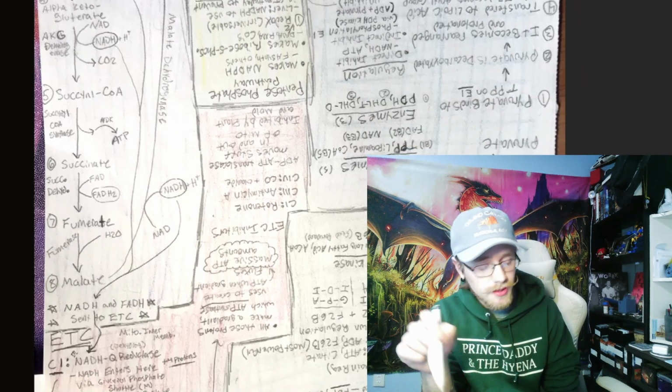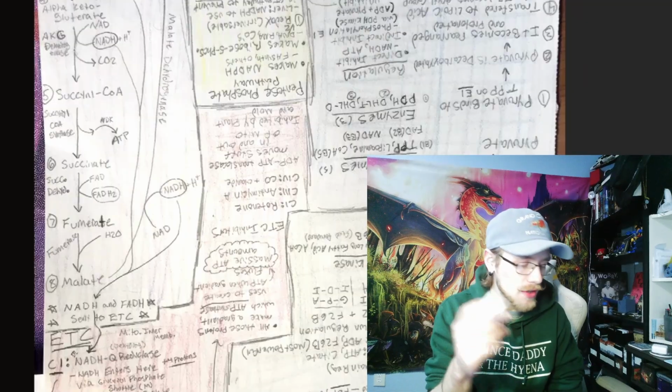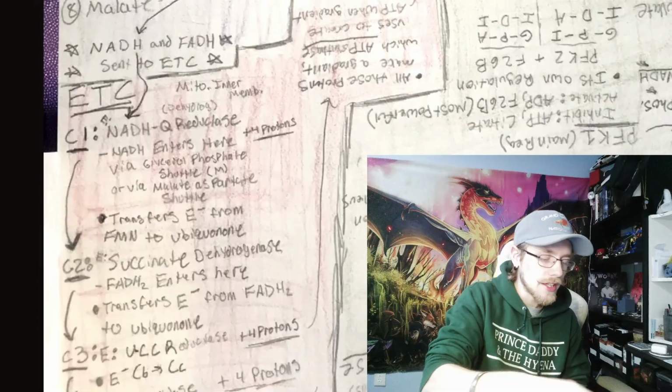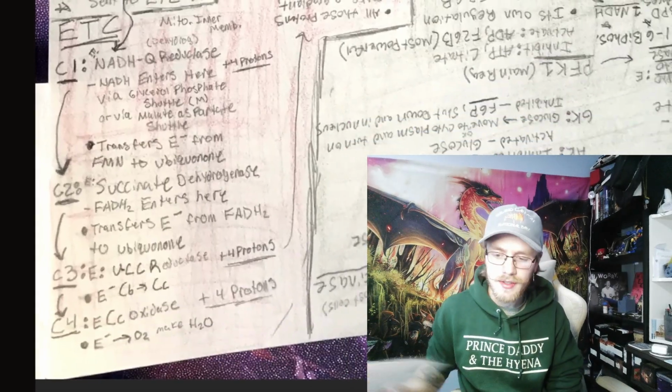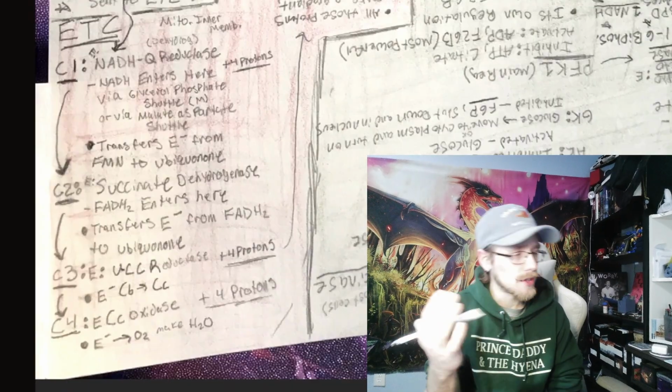The cycle keeps cranking, keeps taking that acetyl-CoA, turning it all the way around, generating those NADHs, those FADH2s. Those all get sent to the electron transport chain, which is right here. There's a couple of different complexes for the electron transport chain that we're going to focus on: Complex 1, 2, 3, and 4.